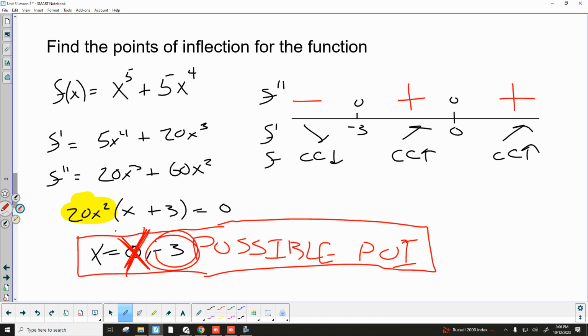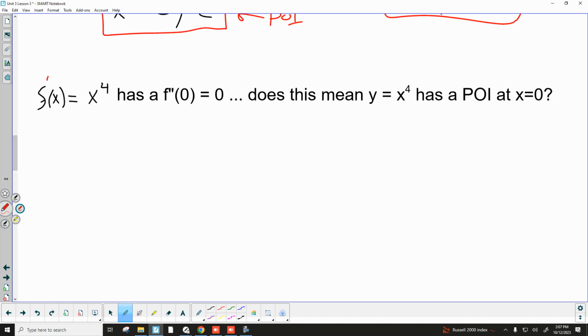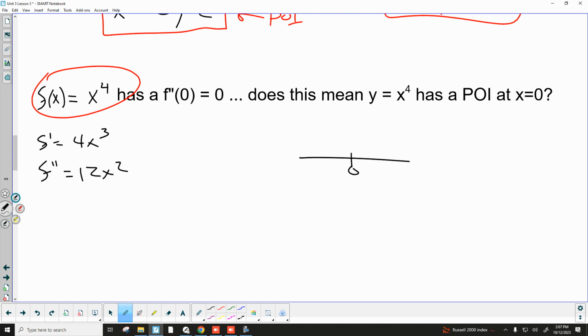Which means f is concave up. Then there is a point with no concavity. It is not a point of inflection, though, because the curvature doesn't change.